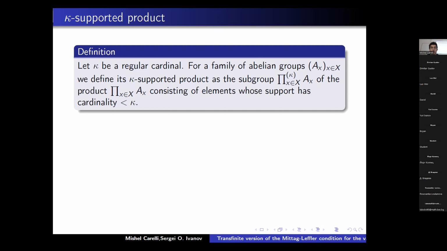It's the subgroup, which we define as P_K of A_X, of the direct product of A_X, consisting of elements whose support has cardinality less than K. So, for example, if we have the direct product, then it has the subgroup direct sum of A_X, and the direct sum would be the omega-supported product, for example.